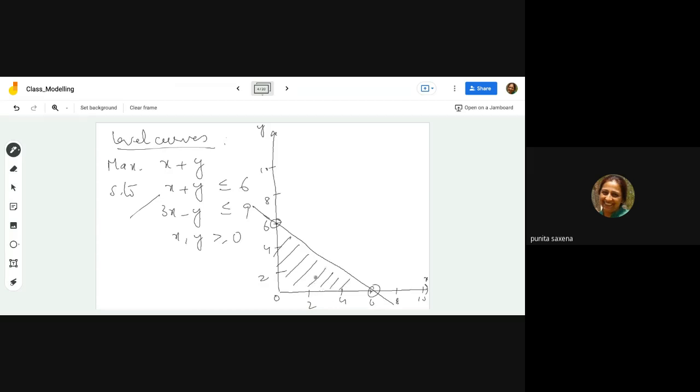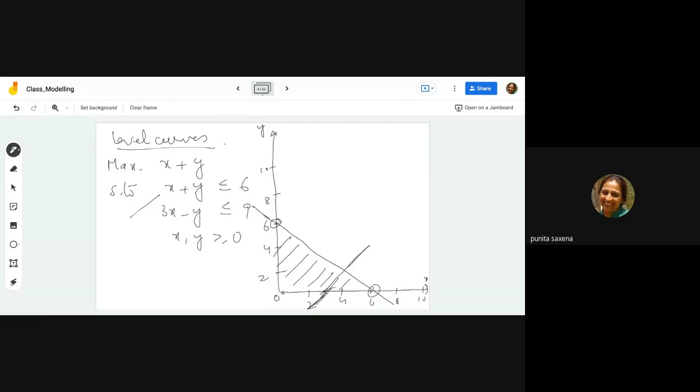What about the second constraint? 3, 0. 3, 0 means somewhere here. And 0, minus 9, so somewhere down the line. So you will get some line. Of course, I'm not interested in that region, but when you plot the line, it will be something like this. I don't even have the space.